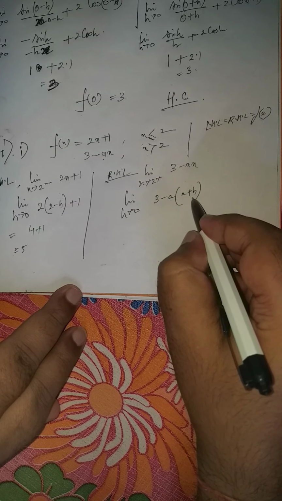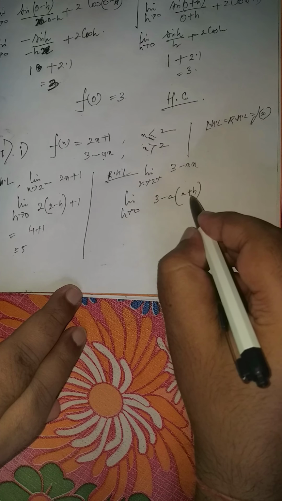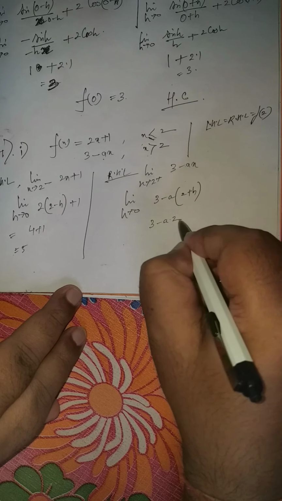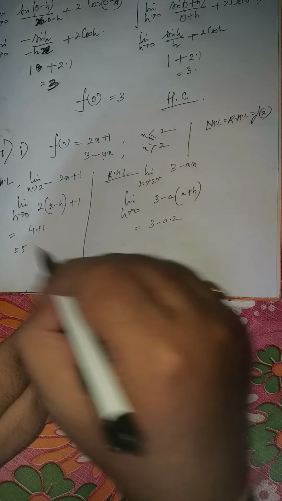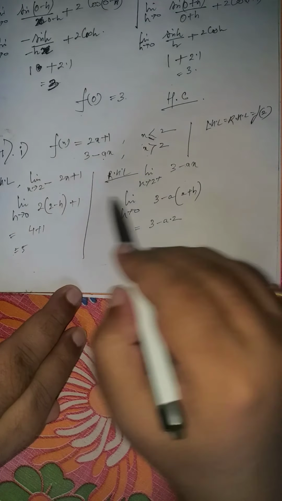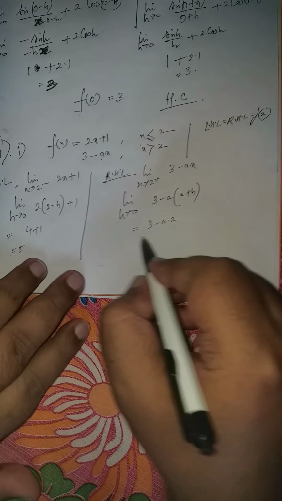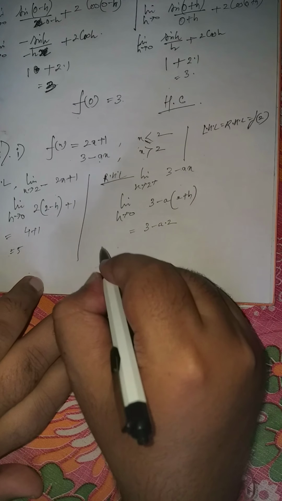Substitute the value 0. So 2 plus 0 is what? 2. So 3 minus a into 2. So this is RHL, this is LHL. Now the thing is, you are considering the function is continuous. So LHL must be equal to RHL.